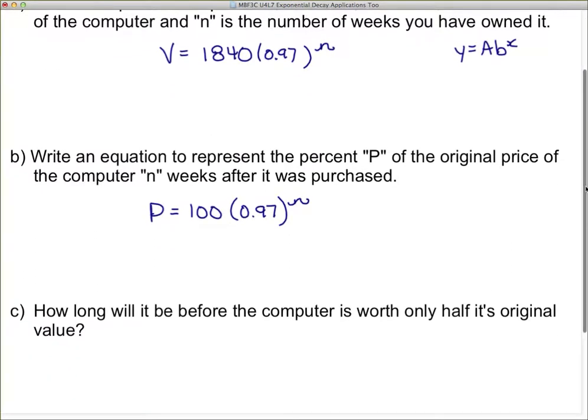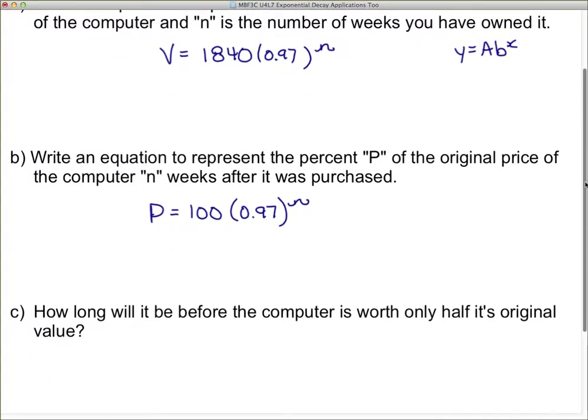Next one, it says, how long will it be before the computer is worth only half its original value? Now I have a choice. These two equations represent the same situation. I think I want to choose this one because half the original value is 50%, and that's just a little bit easier to think of. This is going to be 50 in here if it's half the original value. So if I put 50 in there, then that will equal 100 times 0.97 to the n.